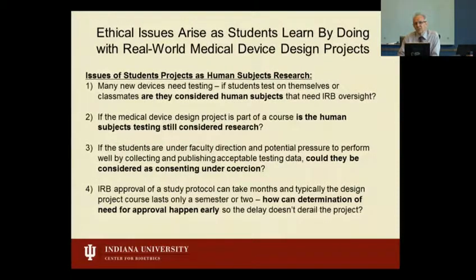Another issue that's come up is the students are doing it in a course, and in order to get a good grade and to satisfy the requirements for graduation, these seniors often need to collect human subjects data for their project. And then if they're doing it on themselves, where's the line around consent under coercion? Because there's clearly some benefits that they might lose if they didn't collect the data that they needed. So we'll talk about that.